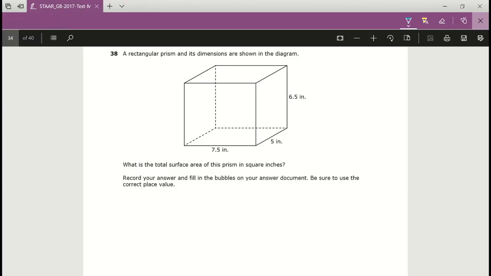So number 38 is a surface area problem. We are finding the total surface area. Total is important. We're finding the total surface area of this rectangular prism.